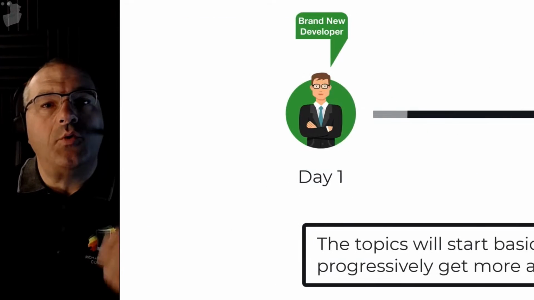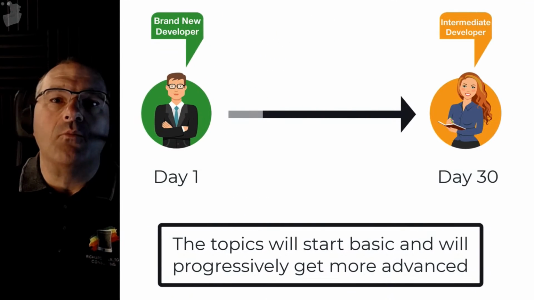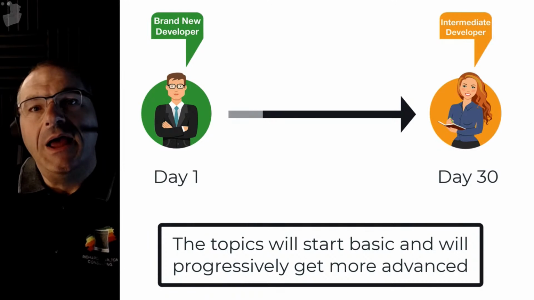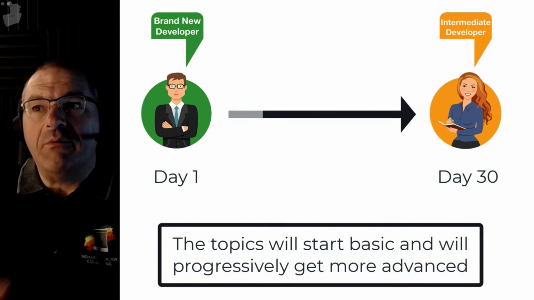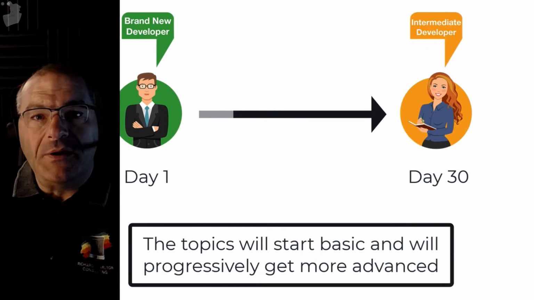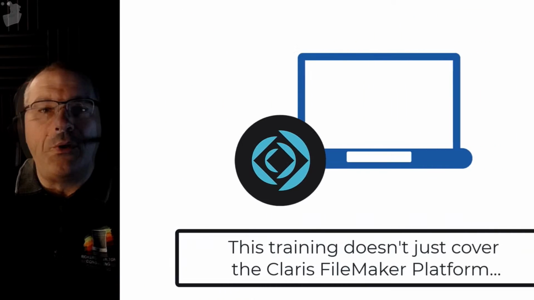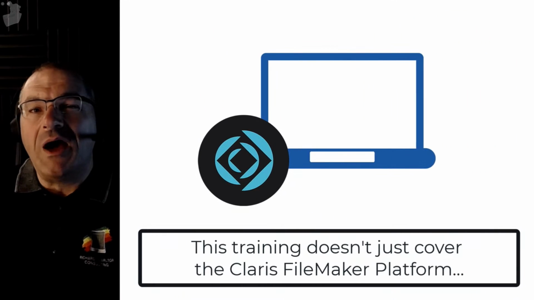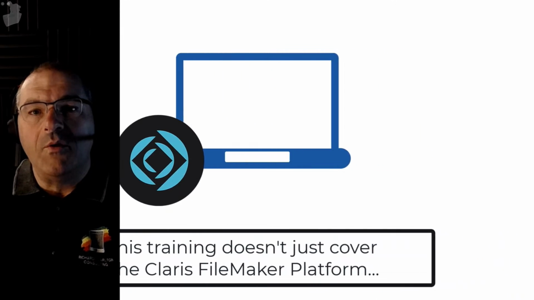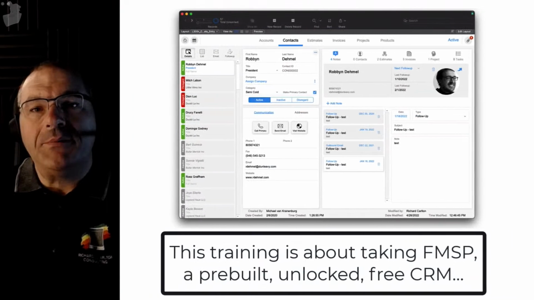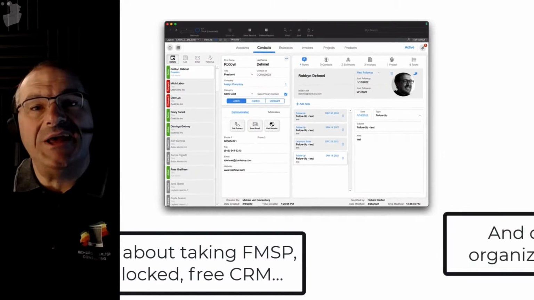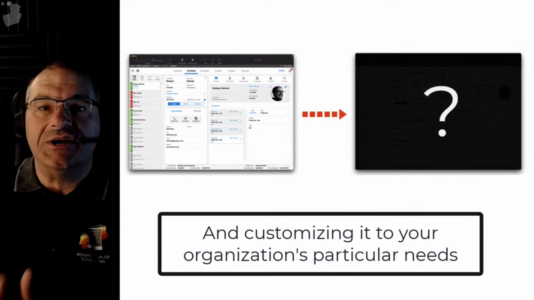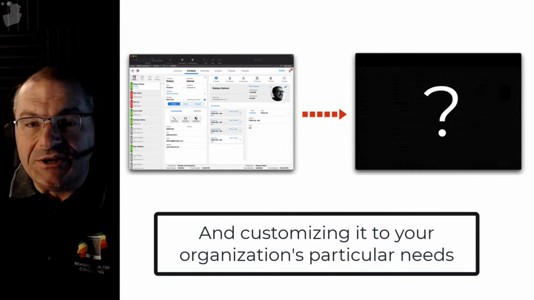So keep in mind that towards the beginning of the training, the topics are more basic in nature. As we get towards the end of the training, they're somewhat more advanced, probably intermediate level topics. The special part of this training is that we're not only talking about the FileMaker platform, we're talking about how you can rapidly customize an existing free CRM that you can download today. It's unlocked. So we're taking that CRM and customizing it to your organization's particular needs.